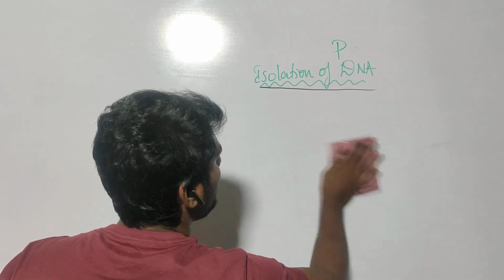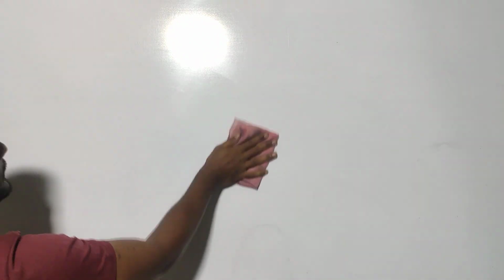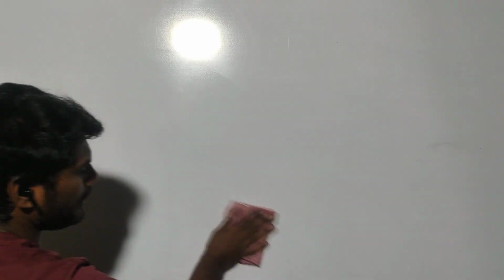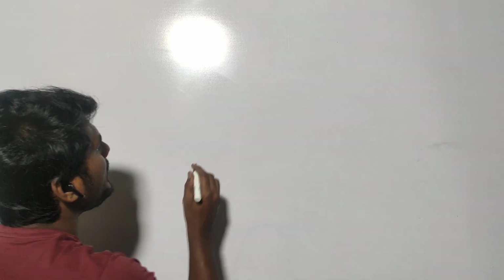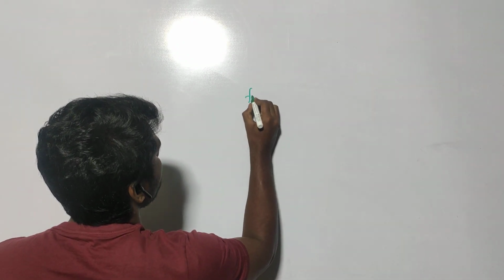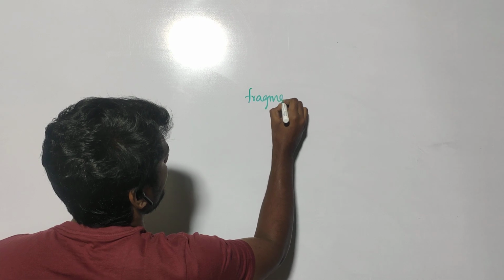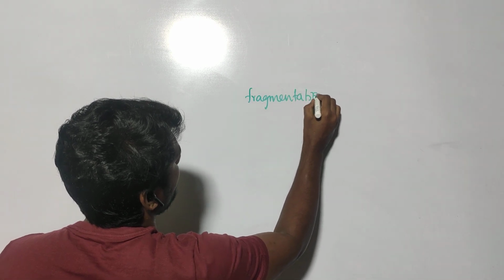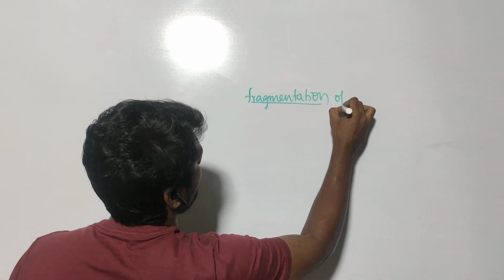Only 2 points are required. The process of taking out of DNA is called what? Spooling. What is the ethanol that is added? Chilled ethanol, which is a very, very cooled ethanol, alcohol, is added. Now fragmentation of DNA. What is this fragmentation of DNA?